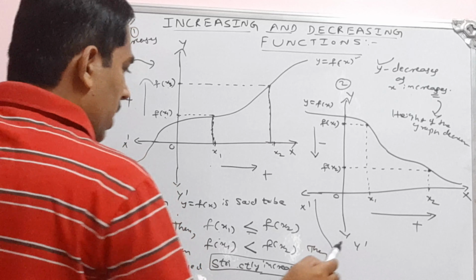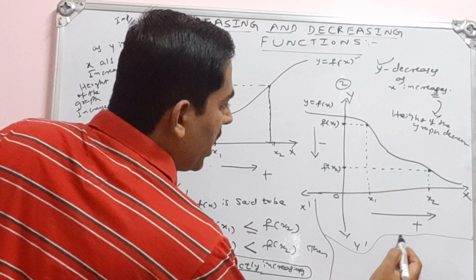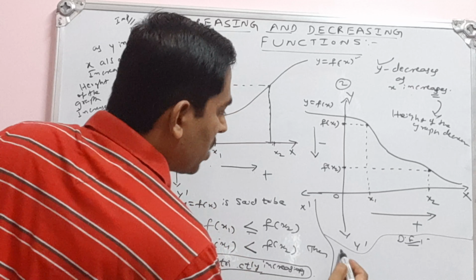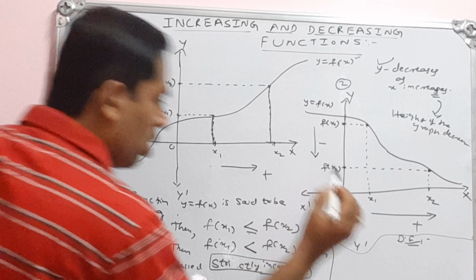Now observe that second graph. So what is the second graph here? As x increases, y decreases. So here it is a decreasing function. What is the meaning of a decreasing function? A function is said to be decreasing.